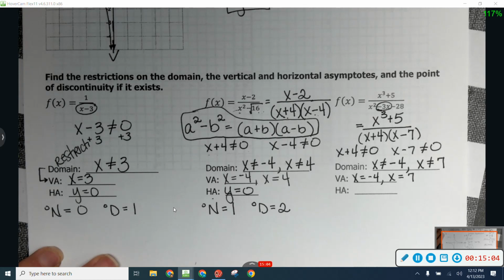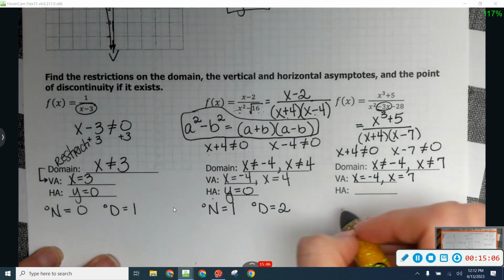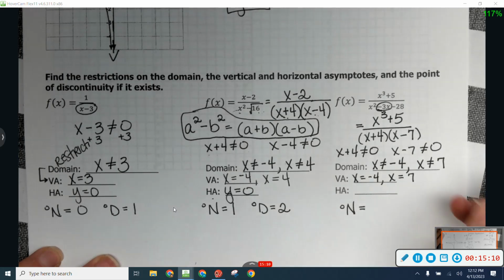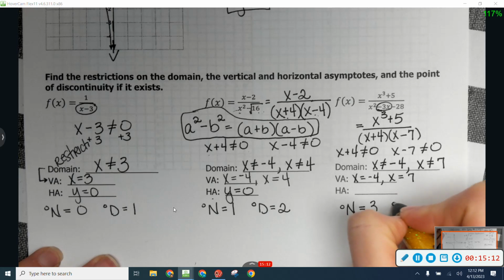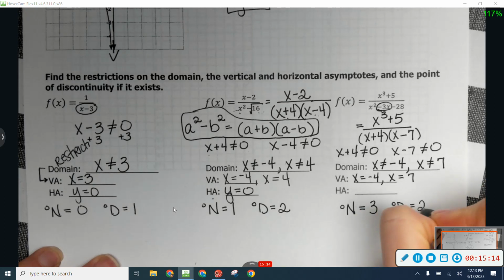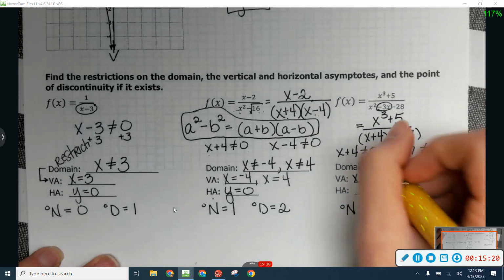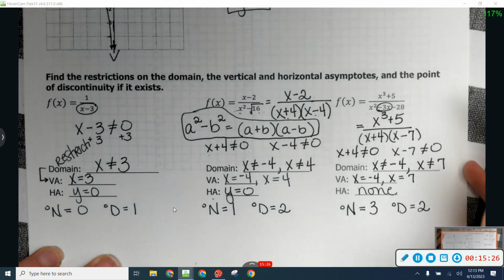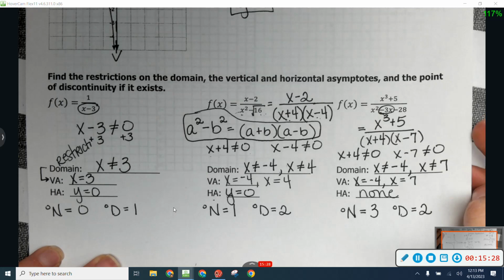And then my horizontal asymptote, the degree of my numerator is what? 3, and the degree of my denominator. So now my top is greater than the bottom. So it would be none. Okay? Are we good figuring these out?